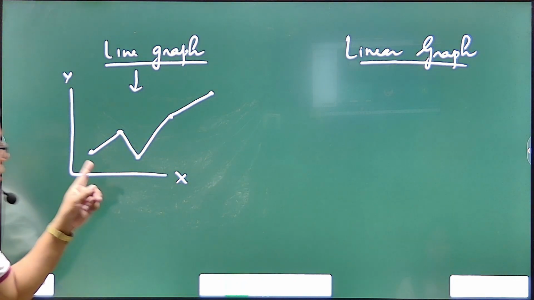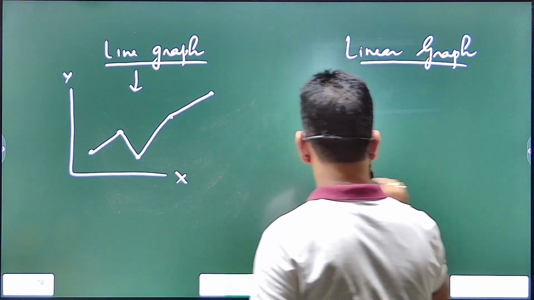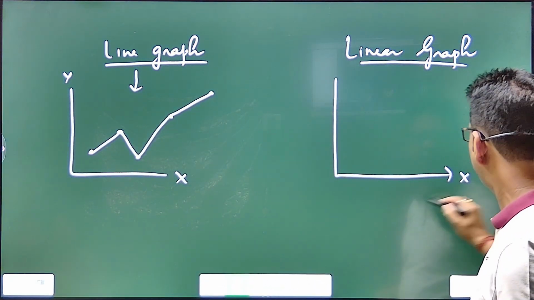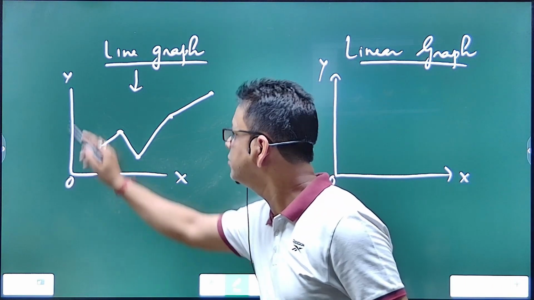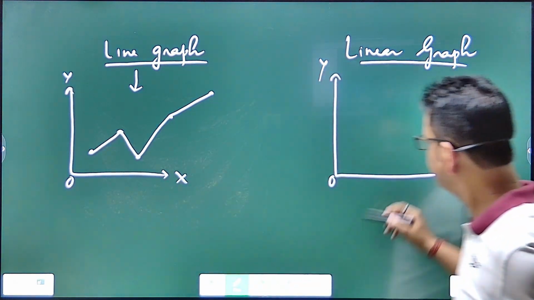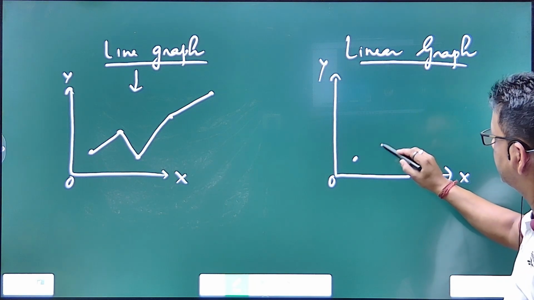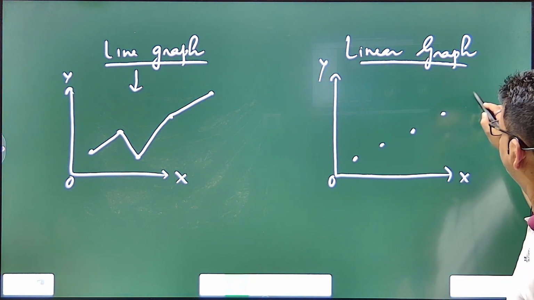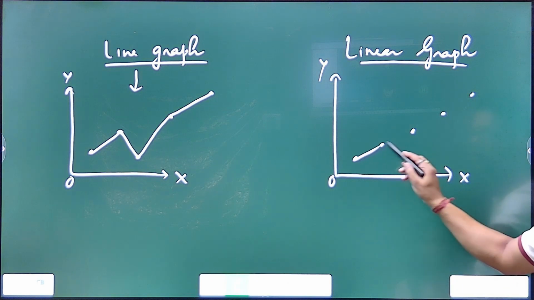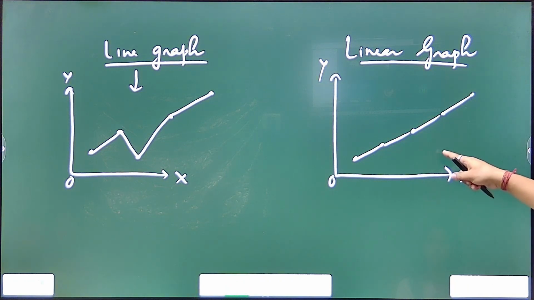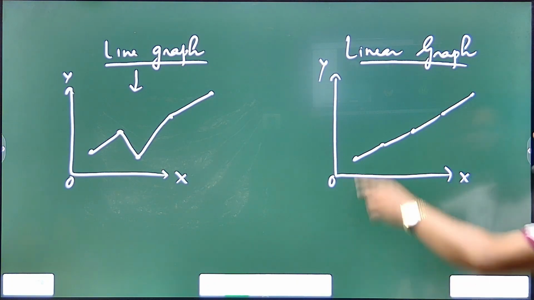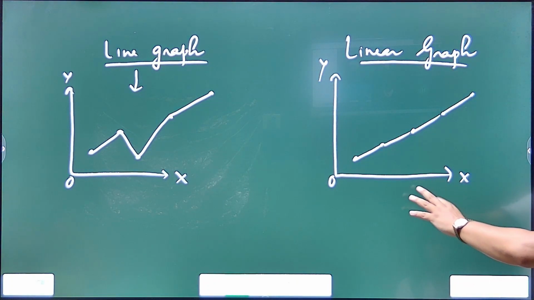Right? Now, this line graph, if I get it in a slightly different way. For example, this is your origin O, as you already know. Yes or no? Now, suppose I get the points here like this: first point, then second point, third point, fourth point, fifth point. If I join them, it is again a combination of what? Lines. So this is also a line graph, but linear. Linear means it is straight.